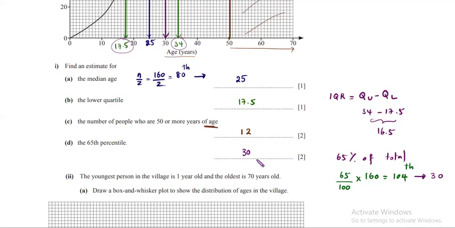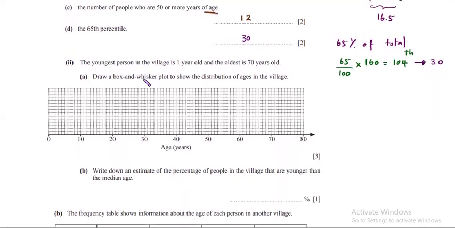The next question that we have is to draw a box and whisker plot. And in the box and whisker plot, they have mentioned the youngest is a 1-year-old and the oldest is a 70-year-old. When we consider a box and whisker plot, like I explained previously, there are 5 values that you need to know.